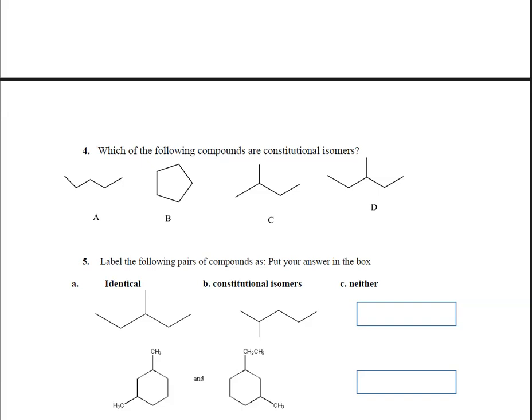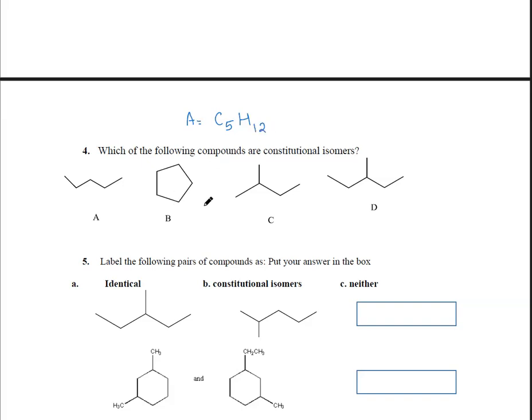Next question, which of the following compounds are constitutional isomers? Constitutional isomers are compounds which have the same molecular formula but different structural formula. So if you look at A, we have 1, 2, 3, 4, 5 carbon atoms, and then there is the total number of hydrogens. So let's write down the molecular formula of compound A. A has the molecular formula C5H12.